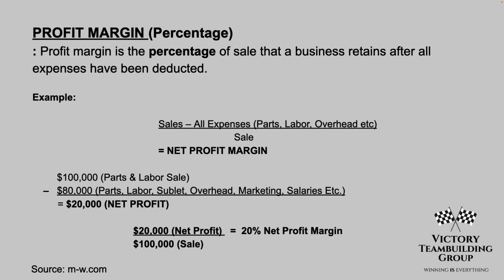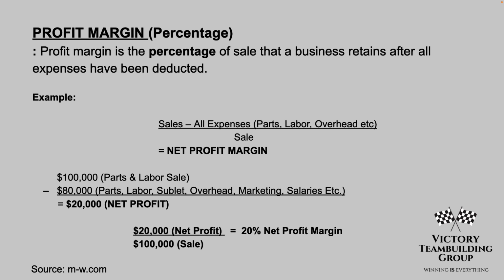If we look at this on a monthly basis, if we took the net profit, same definition of profit margin. Profit margin is the percentage of sale that a business retains after all expenses have been deducted. Now we're going to take it on a monthly basis, we're looking for net profit. We're still talking about margin here, still a percentage, but now we take the sales and all of the expenses. I'm talking about the parts, the labor, the overhead, everything in the last 2 slides. And we divide that by the sale, and that's going to give us our net profit margin.